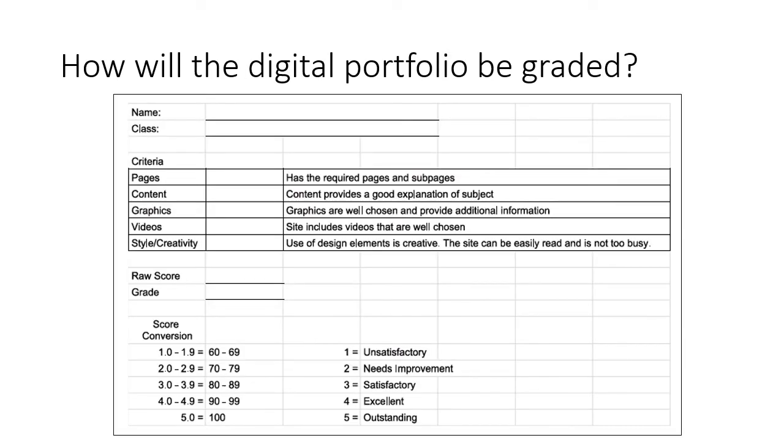How will the digital portfolio be graded? Your digital portfolio will be graded using this rubric. The rubric uses 5 criteria: pages, content, graphics, videos, and style creativity. You will receive a score for each criteria ranging from 5 for outstanding to 1 for unsatisfactory. These scores are added together and then divided by 5, giving you a raw score. The raw score is then converted into a grade using a score conversion chart.